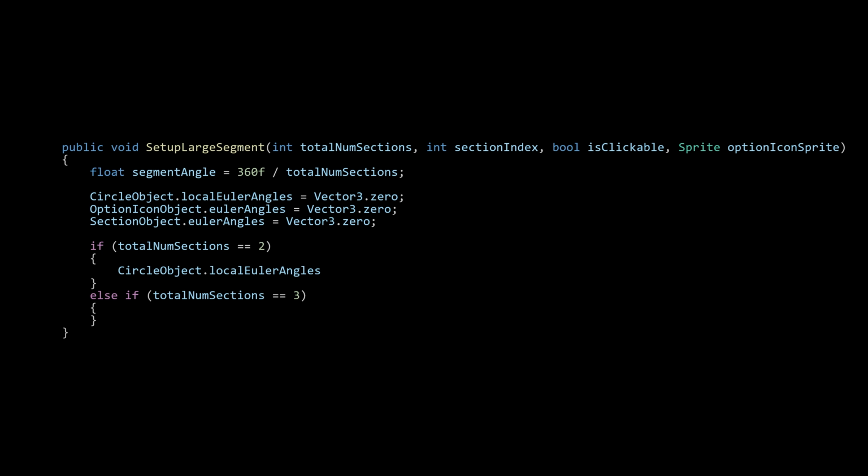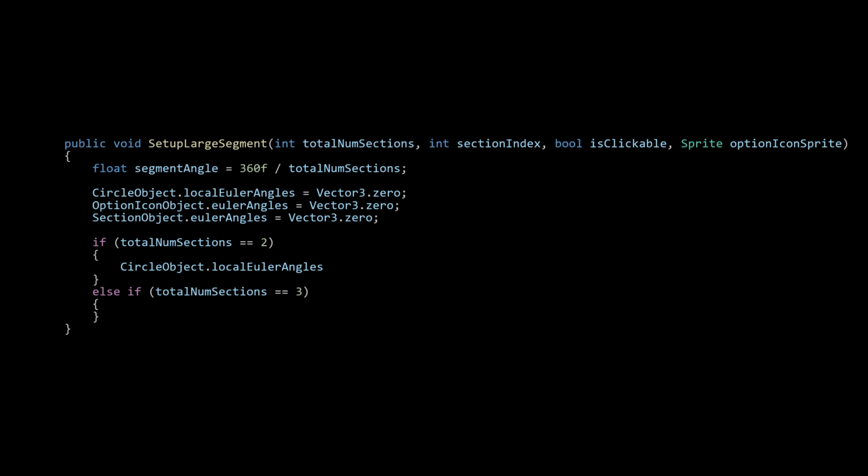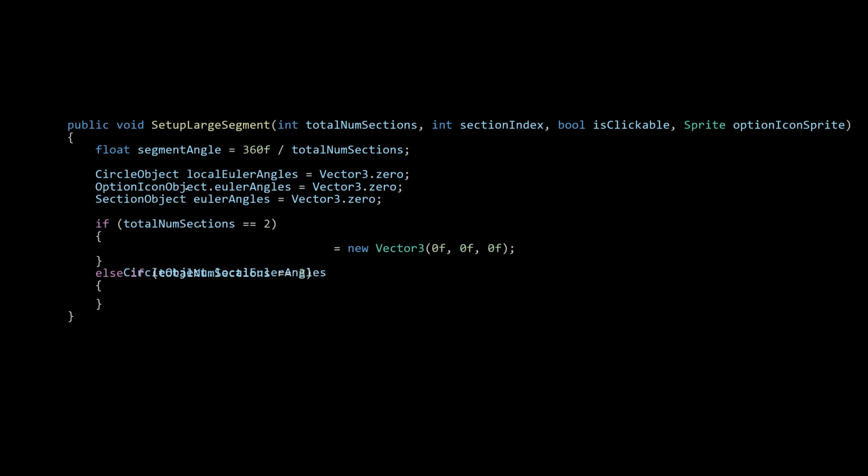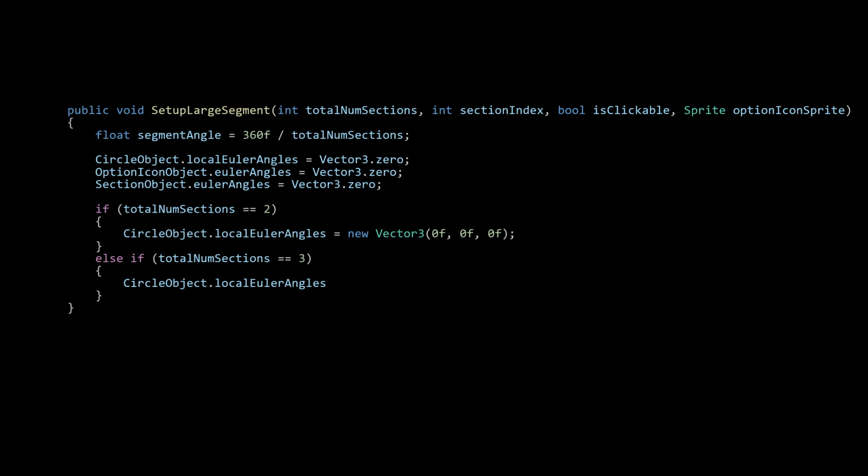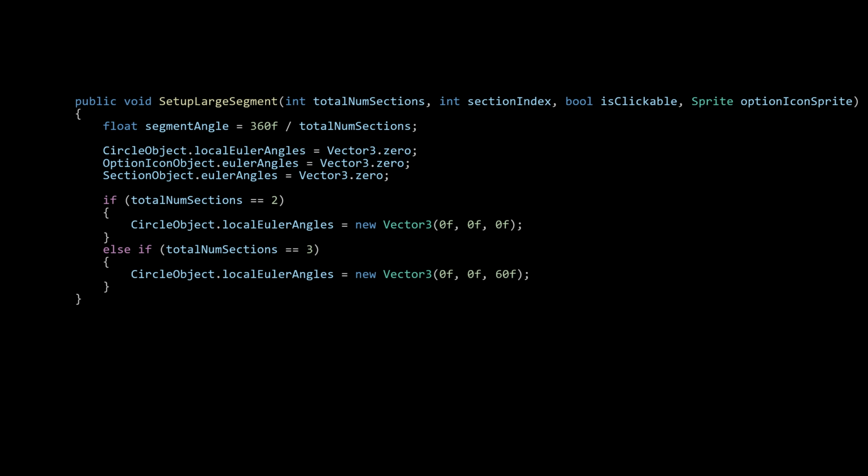We need to rotate our circle object to achieve this. For 2 segments, we need a 180-degree segment, which means we do not do any rotation. And for 3 segments, we need a 120-degree segment, which means we rotate backwards 60 degrees from 180 degrees. Since these segments differ a lot, we need to move our icon image around so that it's centered properly.